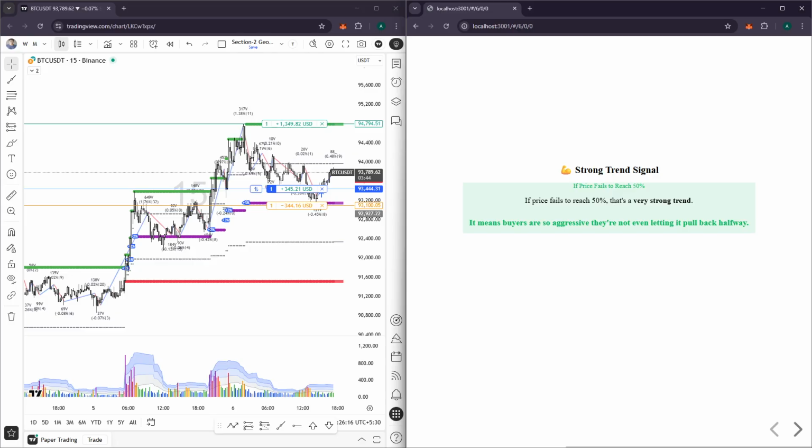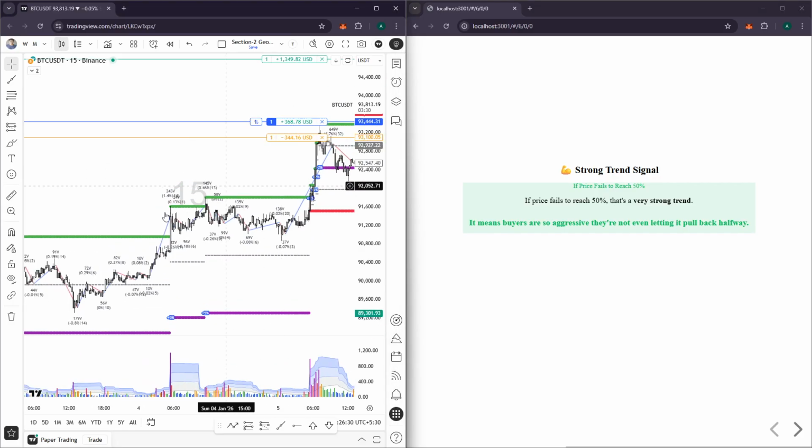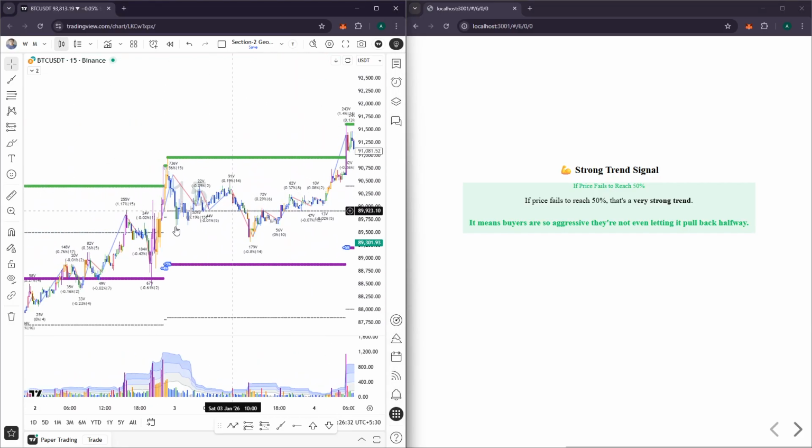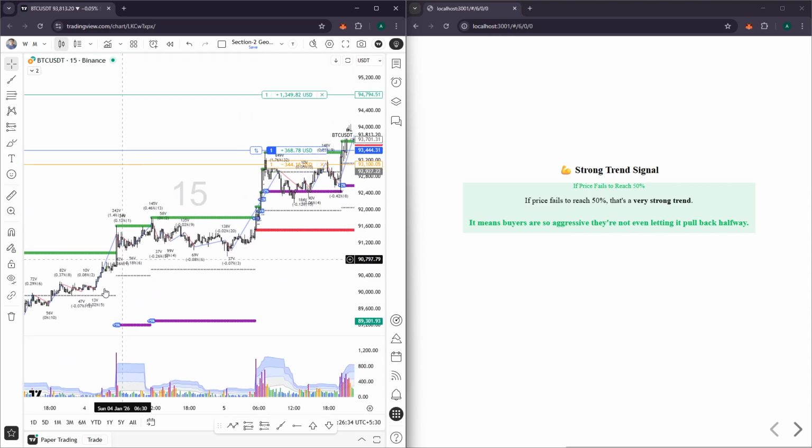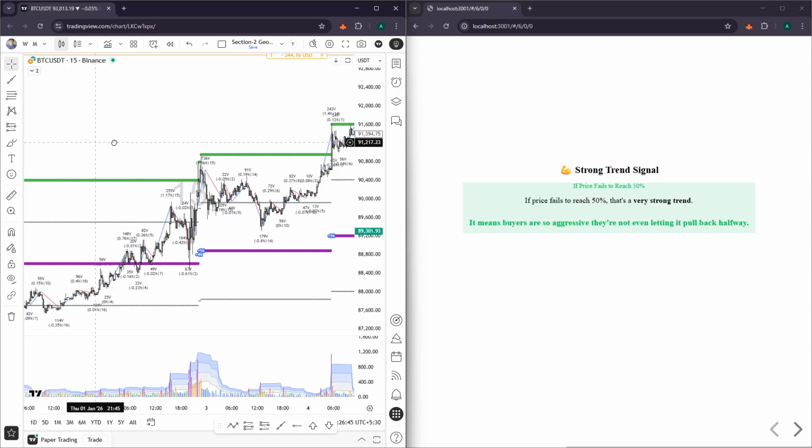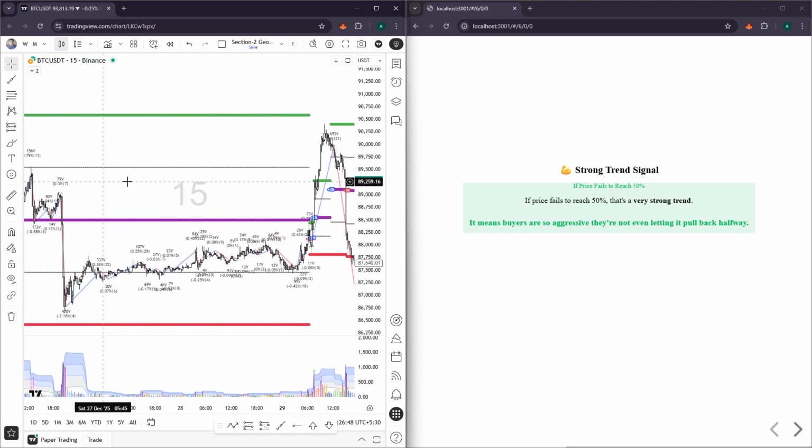So if the price fails to reach 50%, that's a very strong trend, and it means buyers are so aggressive they're not even letting it pull back halfway. You see, when the market didn't even pull back to the 50% level, it's just staying above, which means buying pressure is very aggressive. You can also see it here. I'll show you a couple of examples.